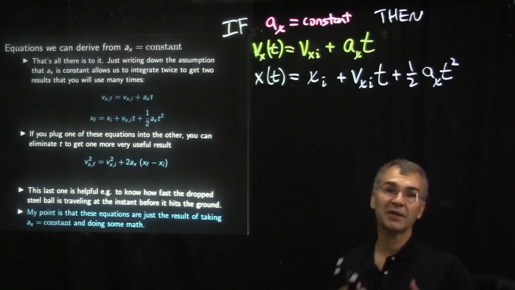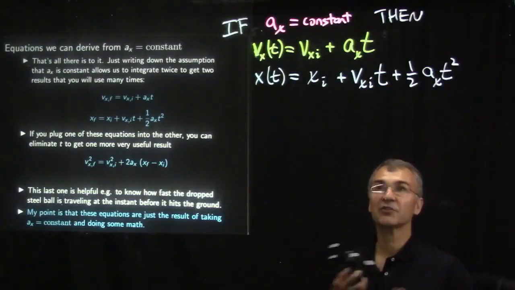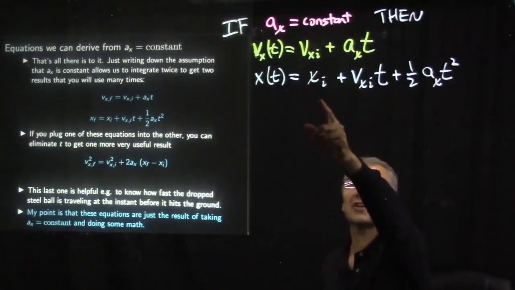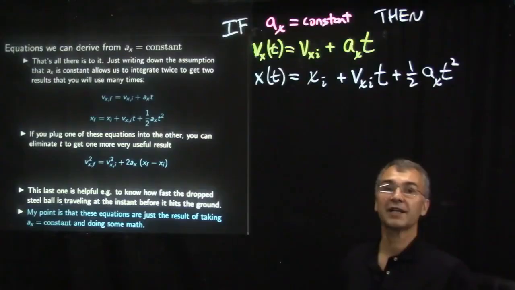You might have seen this if you took an earlier physics course. You might have seen it without all the subscripts. You might have just said v is v naught plus a t, and you might have seen x is x naught plus v naught t plus 1/2 a t squared.